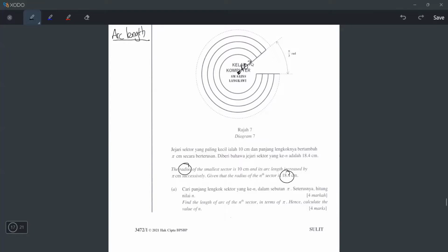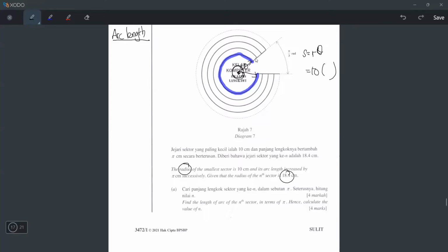So for the first arc, for this arc, you can find it using the formula s equals r theta. And the r will be 10, because that's the smallest one. So it will be 10. And for the theta, it will be the angle from here to here.